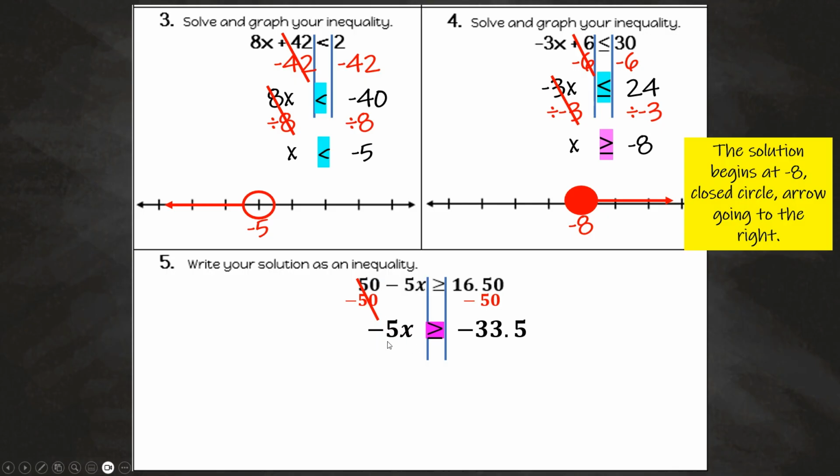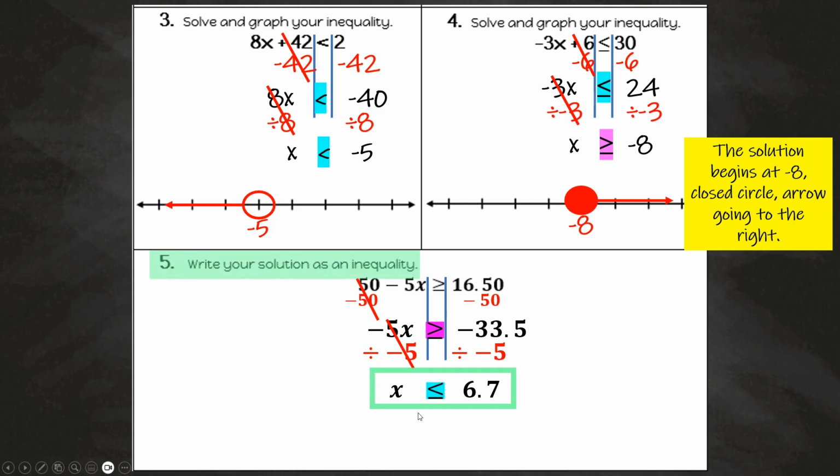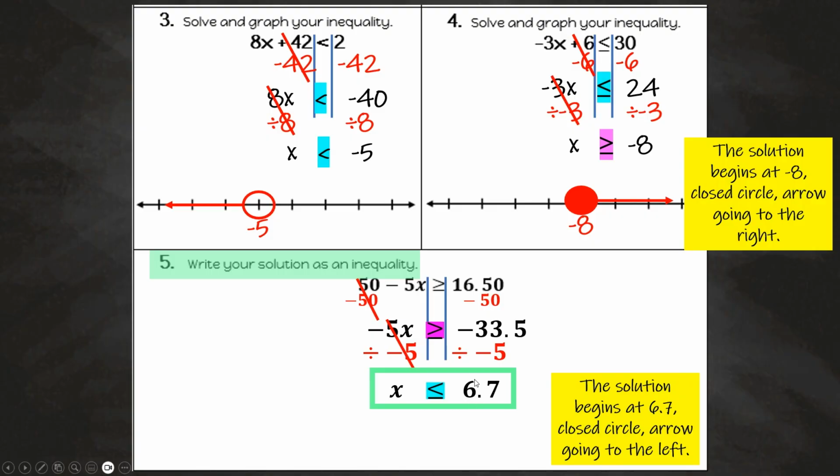Now we have to worry about this coefficient to the x. So we're going to divide by negative 5 on both sides. And when we divide by a negative, we're going to flip the sign. So x is now less than or equal to 6.7. So that means the solution begins at 6.7. We would have a closed circle because it has the equal sign, going to the left because it is a less than symbol. All right, that's it for your quiz review.